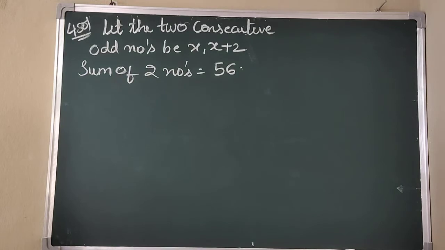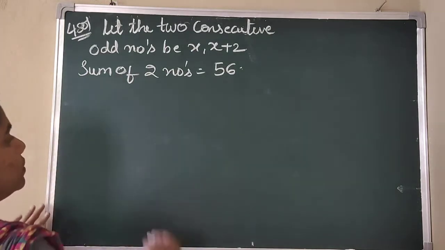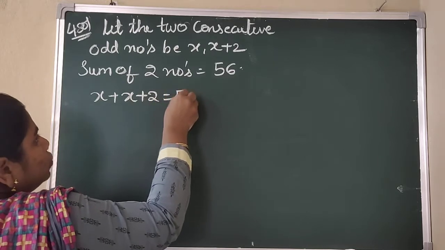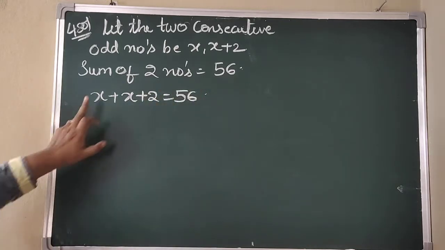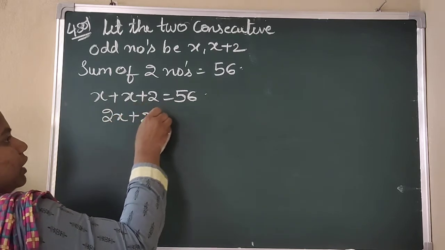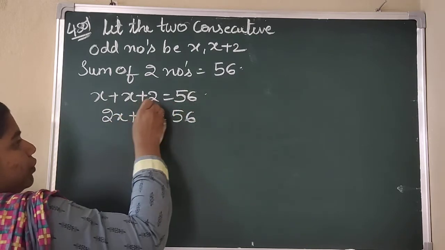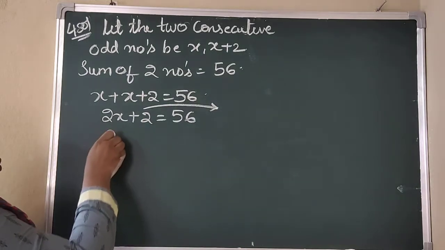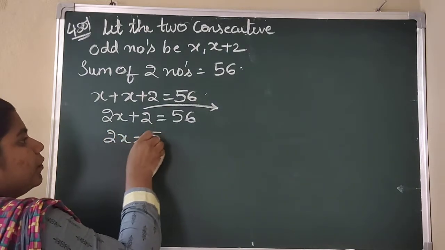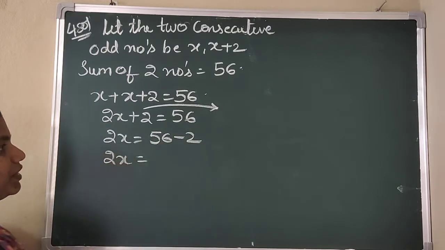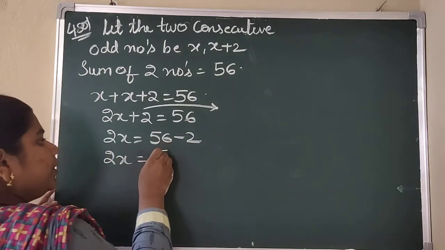56. So what we have to do, we have to add these two numbers. So x plus 2 will be equal to 56. x plus x is 2x, so 2x plus 2 will be equal to 56. If you transpose this plus 2 to the other side, that will become minus. So 2x is equal to 56 minus 2, and 56 minus 2 will be 54.